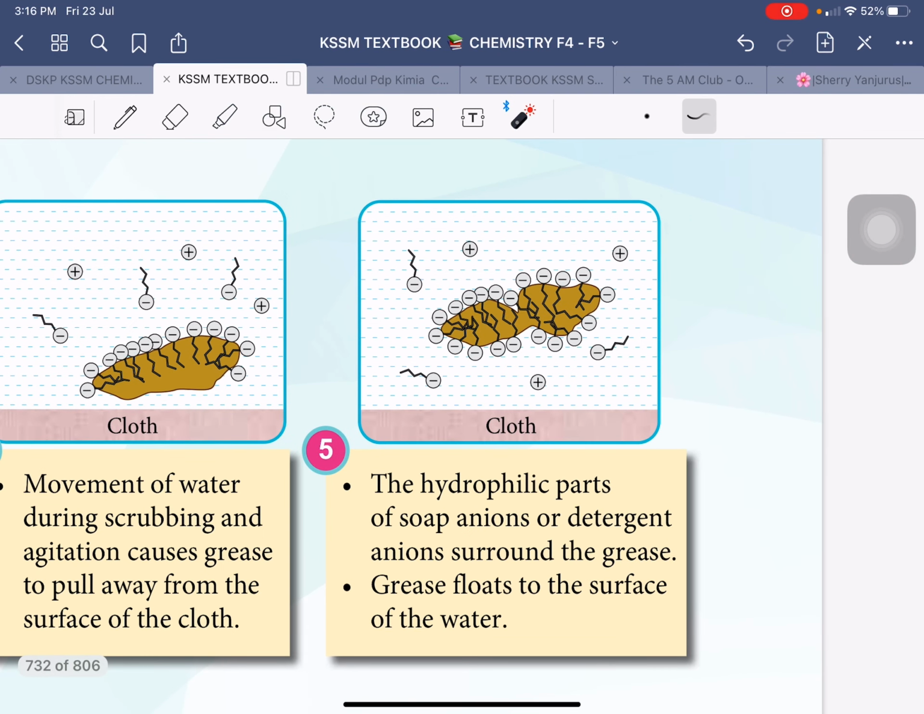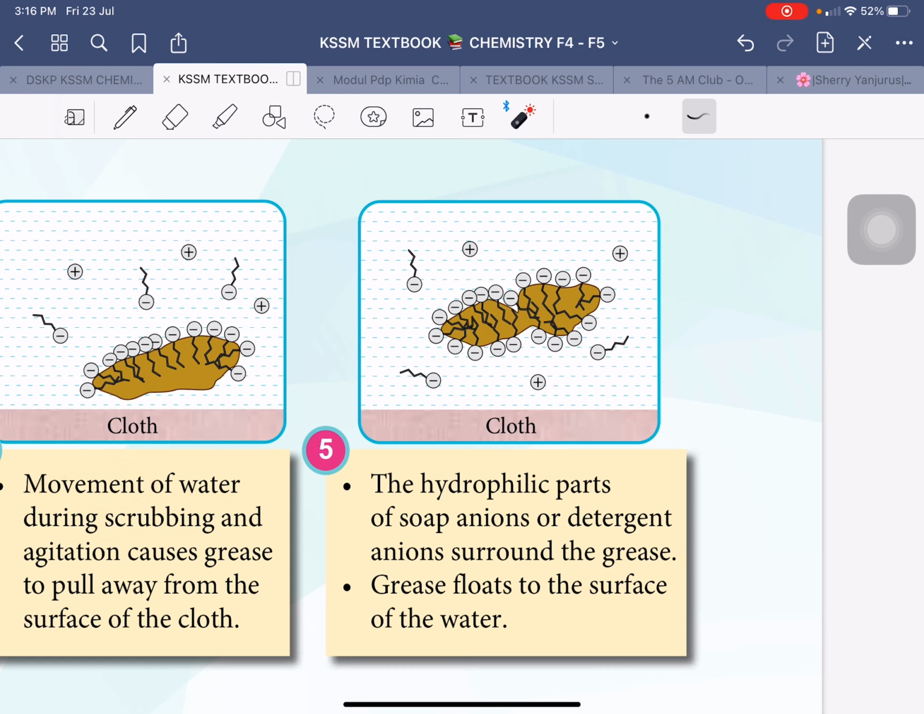Next, number 5. Selepas semua kotoran terbuka, okay, daripada baju tu kan. So what will you have is you are going to see grease floats to the surface of the water. Grease akan terapung dalam permukaan air. No more sticking on the cloth. Kenapa no more sticking on the cloth? Because it's already pulled away. How is it pulled away? Because of the water movement. How the water move? Because of scrubbing.